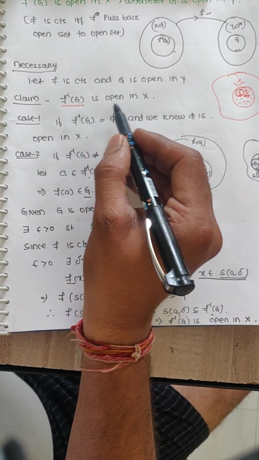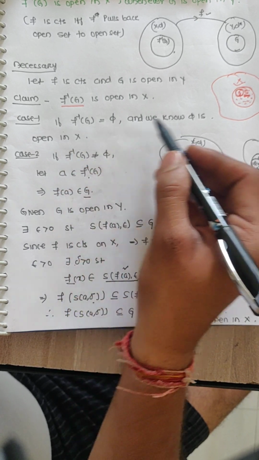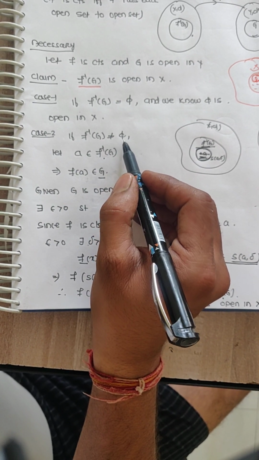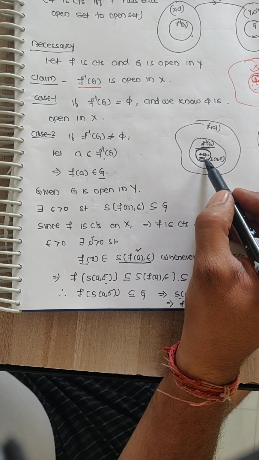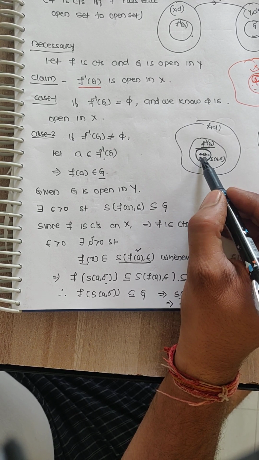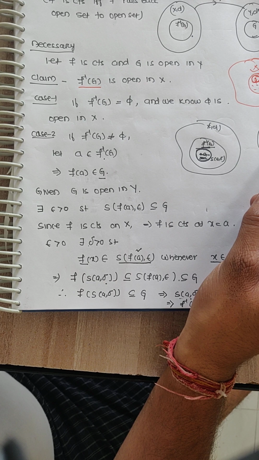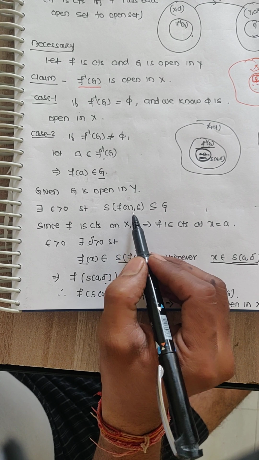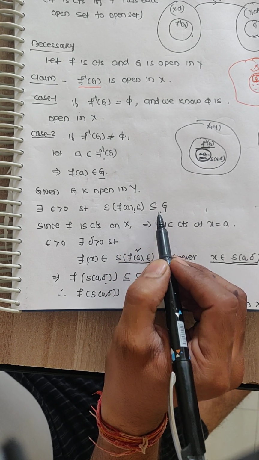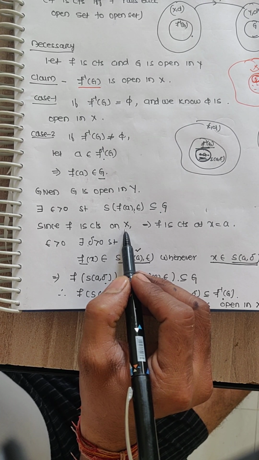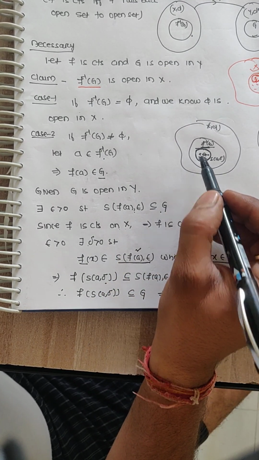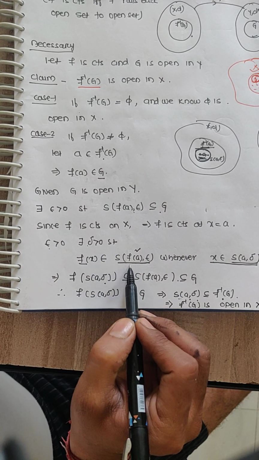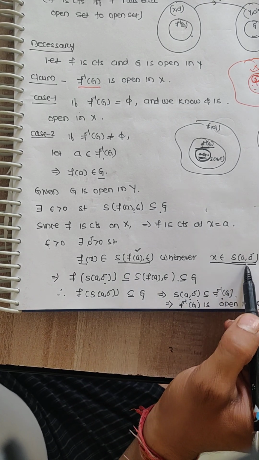So this is the necessary part, where we have taken f is continuous and G is open in Y. We have to claim that f inverse G is open in X. If f inverse G is phi, then obviously the empty set is open in X. Case 2: if f inverse G is non-empty, I have taken a point A belonging to f inverse G. Since A is in f inverse G, f of A belongs to G, but G is open in Y, so there exists a neighborhood or open ball centered at f of A of epsilon radius contained in G. Now since the function is continuous on X, f is continuous at the point x equal to A. For a given epsilon greater than 0 there exists a delta positive such that f of x belongs to this ball whenever x is in this delta ball.